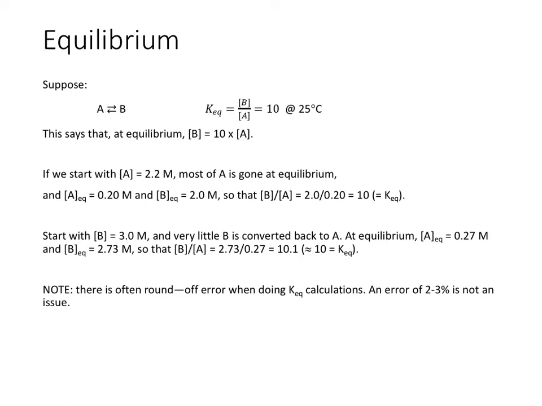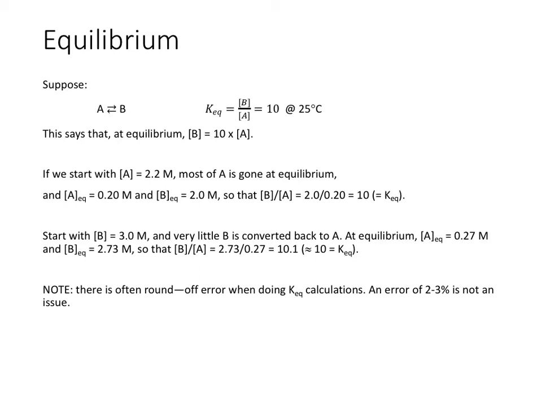If I start with B as 3, so now I'm starting with only product, the equilibrium has got to swing back a little bit to the left, but not a lot, because that ratio is still going to be 10. So very little B is converted back to A. And if we do the math, and we'll talk about that in the next video, at equilibrium, the equilibrium concentration of A is 0.27, and the equilibrium concentration of B would then be 2.73. That's 3 minus 0.27. And the ratio then, using those numbers, is 10.1.